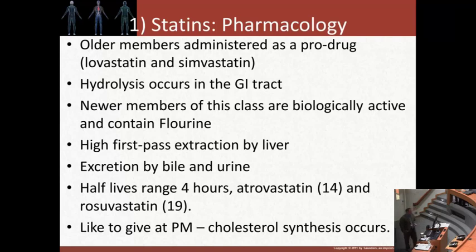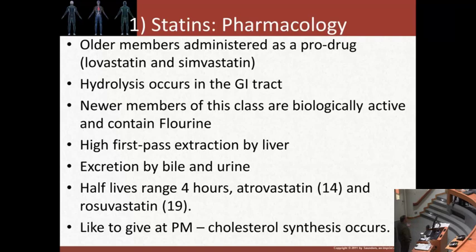Okay? So there's a high first-pass extraction rate coming from the liver, and this is excreted basically by bile, and some metabolites go into the urine. These half-lives range from anywhere from 4 hours, I forget which is the shortest one, to atorvastatin's 14 hours. Atorvastatin is Lipitor. You've all heard of Lipitor. And rosuvastatin has the longest half-life of 19 hours.